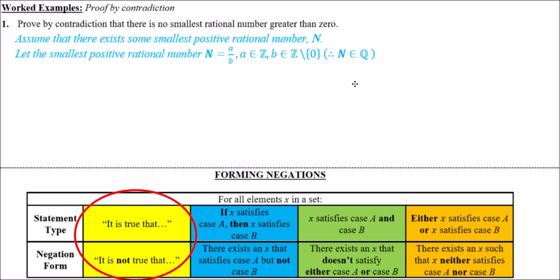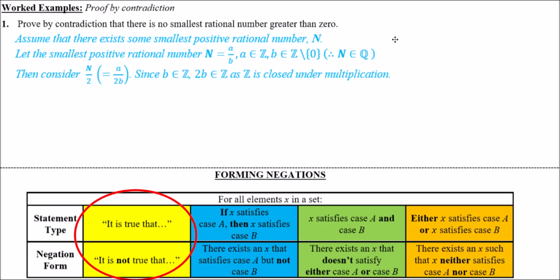So because N is rational, let the smallest positive rational number N equal a over b, whereby a is an integer and b is also an integer, but just not equal to 0. So if this is the case for N, therefore N will satisfy the requirements of being an element of the rational numbers. N is an element of Q. So this is established now.